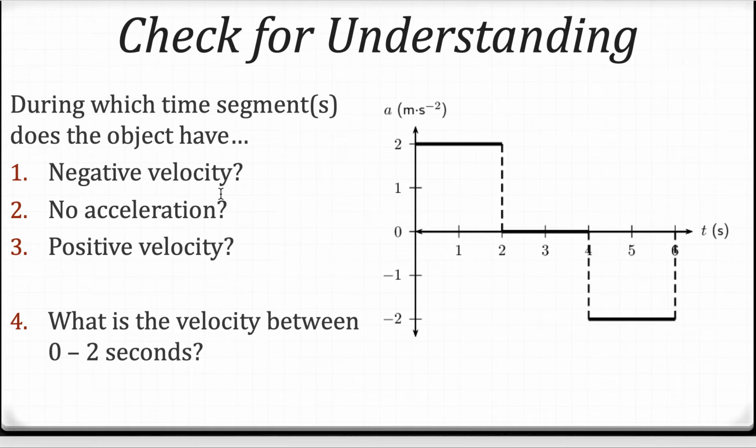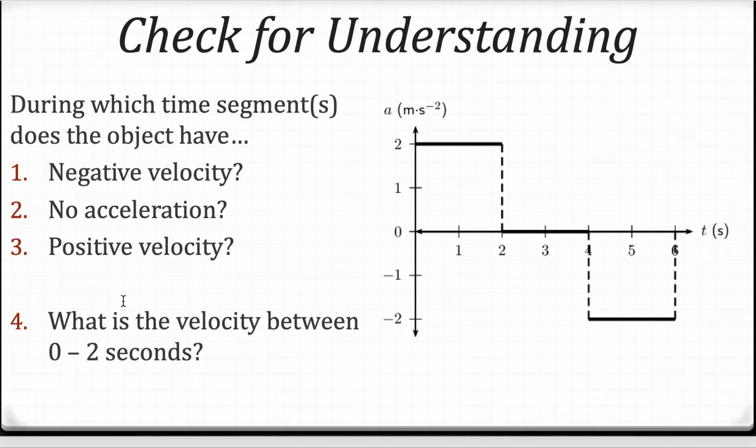All right, so let's see what you understand so far. During which time segments on this graph does our object have a negative velocity? If you said from 4 to 6 seconds, you would be correct because that's where our horizontal line is underneath our x-axis. For number 2, no acceleration. Of course, that's going to be when our line is on the x-axis, which is 2 to 4 seconds. And then for number 3, positive velocity would mean when it has a positive area, so it would have to be from 0 to 2 seconds, in which case we would have a positive area here, right?